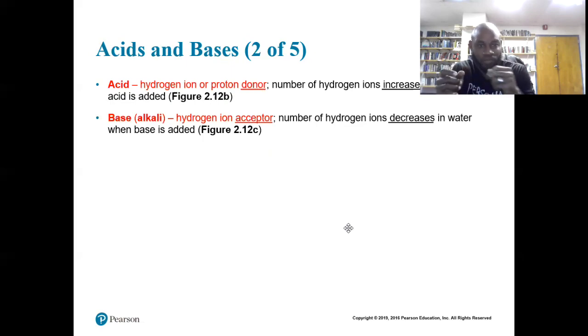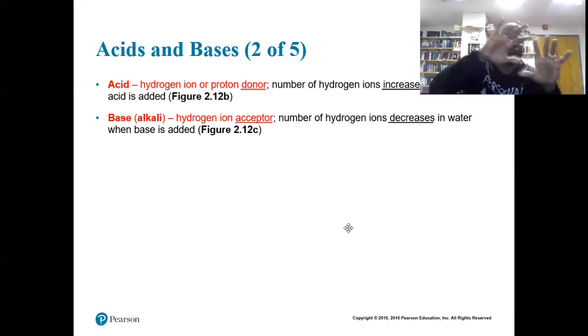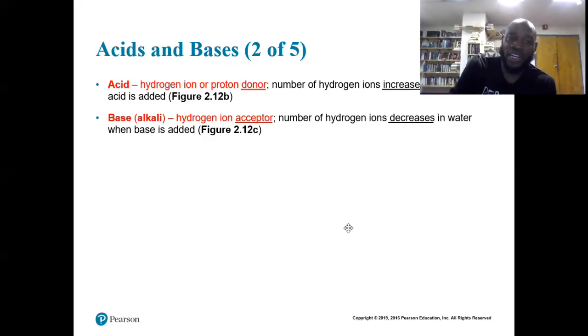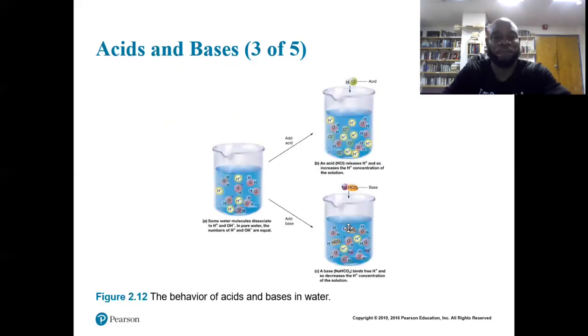If I add in something that is a hydrogen ion or proton donor, it's going to donate hydrogen ions in the water, and therefore there'll be even more hydrogen ions in the water when an acid is added. Okay. So here we have, if you add an acid, such as hydrochloric acid, it'll dissociate in water. You'll get the chlorine. You'll get more hydrogens in the water.